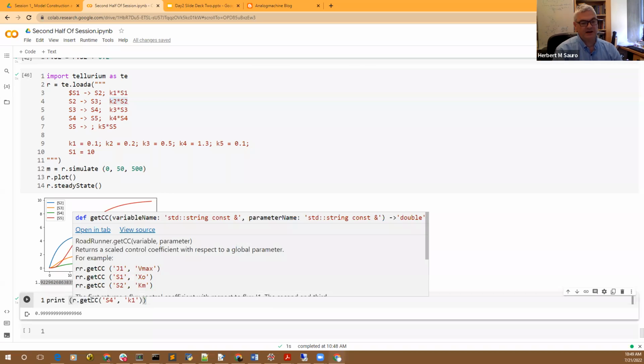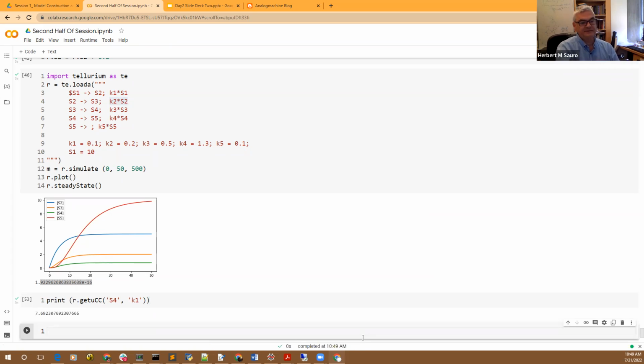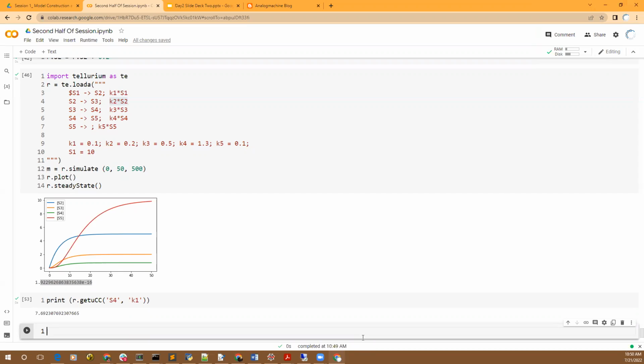I can also look at the unscaled ones. We also allow you to compute the unscaled ones. You just put a little u in front. And now you get these funny numbers, and these numbers now have units. This would be concentration per second divided by K1, because K1 has units of per time. K1 is in the denominator, so it becomes concentration time. So you get these strange numbers, and it's very difficult to interpret these from an experimental point of view.